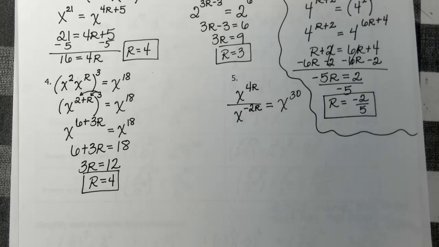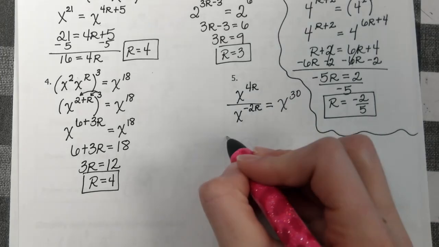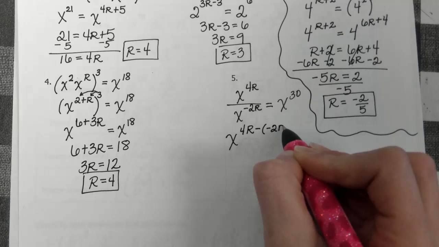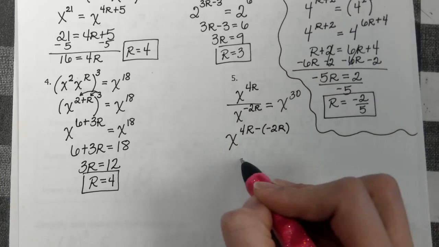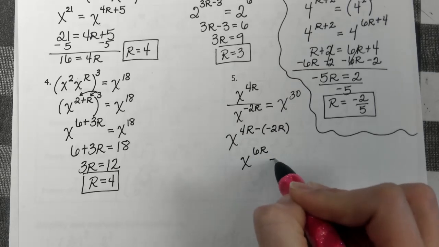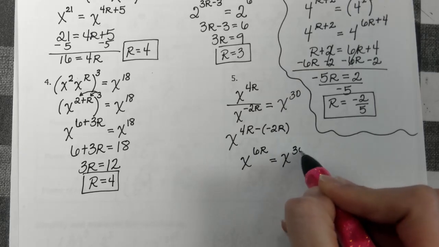It doesn't matter. When you have a negative exponent, you can move it and then do the operation, or do the operation and see if you need to move it. Okay. I personally recognize I'm dividing like bases, so I'm gonna do what with my exponents? Subtract them. So 4r minus a negative 2r is what I'm doing. So I'm gonna write that so you see it. 4r minus a negative 2r is gonna give me x to the what? 6r. And that's gonna equal x to the 30.